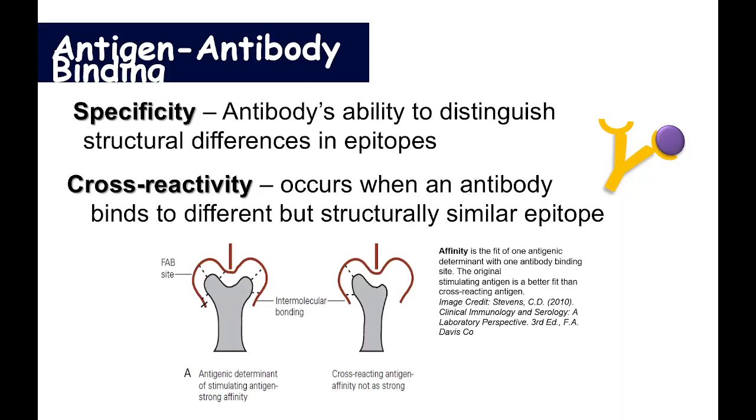On the illustration, however, you will find that if the epitope and the binding site have a perfect lock and key relationship, as for example in the case with the original antigen, the affinity will be maximal because there is a very close fit.